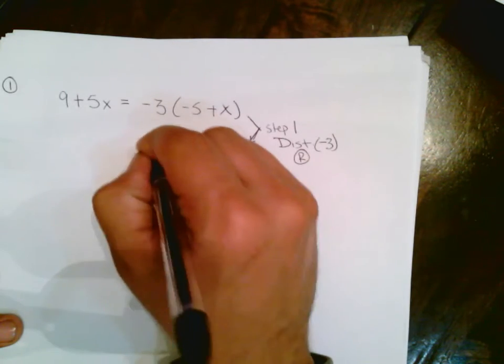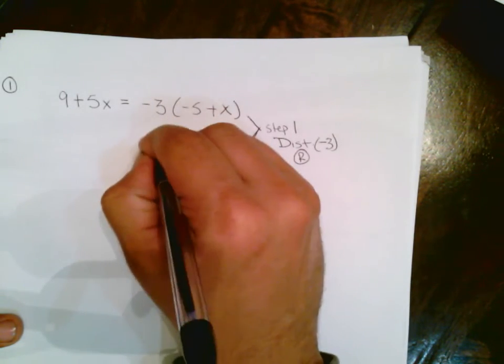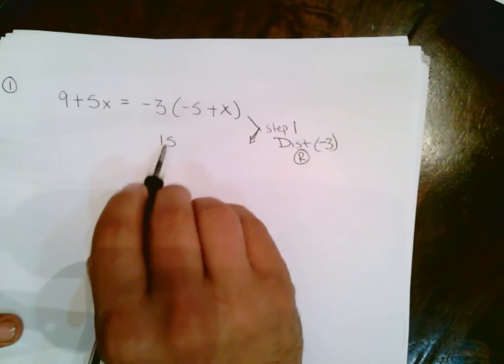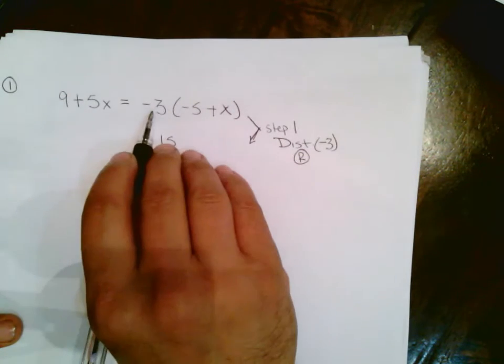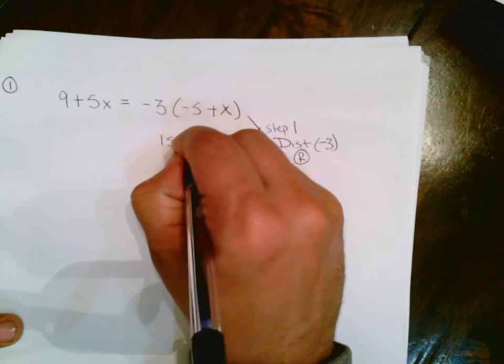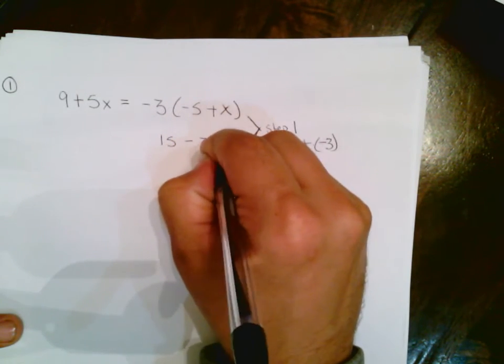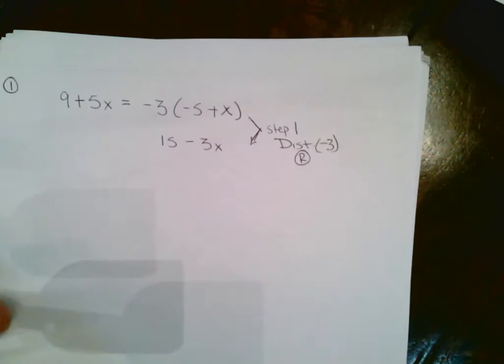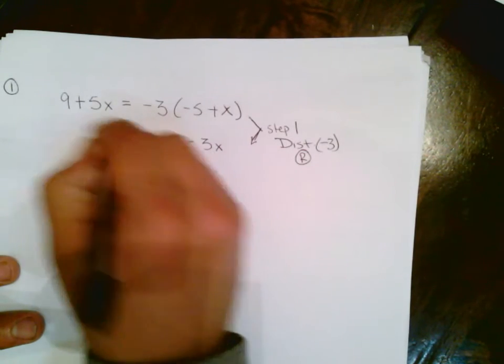So I have negative 3 times negative 5. That gives me a result of positive 15. Negative times negative is positive. And negative 3 times a positive x is a negative 3x. Now that I have negative 3x, positive 15, I could bring the rest of the problem straight down.